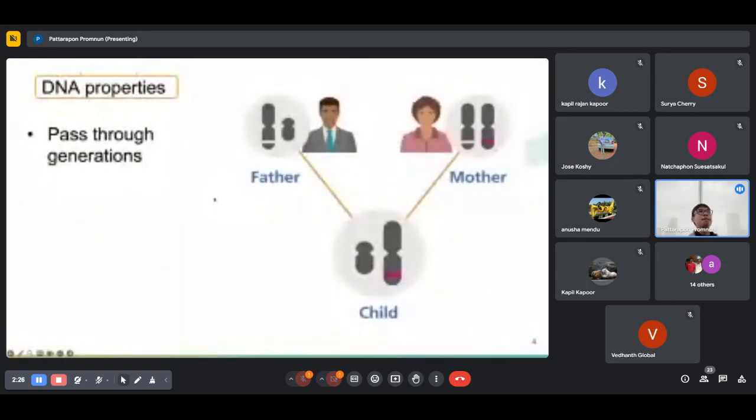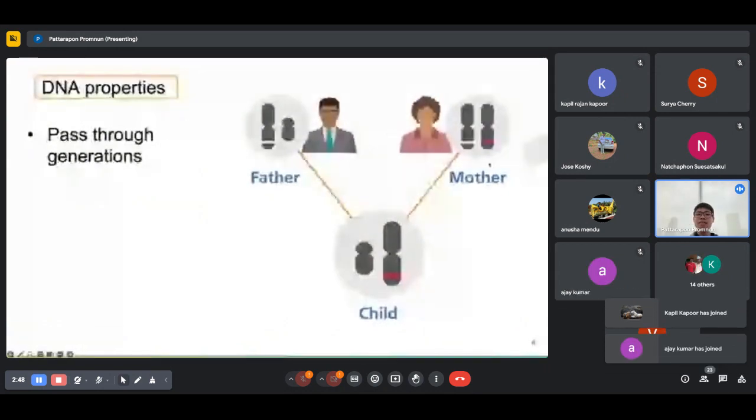And DNA has different properties from other biomolecules in that it can pass through generations. 50% of your DNA is from your father, and another 50% is from your mother. So, for example, if you have a child, you can pass your DNA to your child as well.